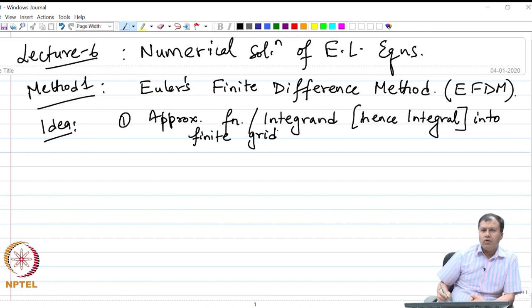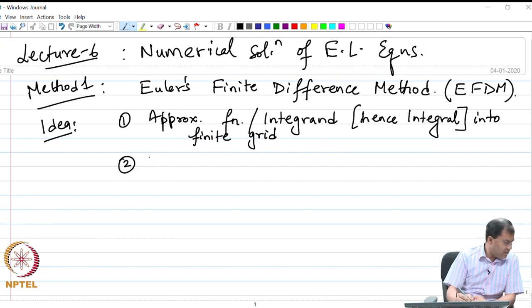So, instead of now finding the optimum function of an integral, we are now going to find the optimum value of a summation. So, the integral in the functional changes to a summation over the particular set of grid points. So, then the next idea is, the moment we discretize our functional, the integral into a finite set of points, our integral becomes a summation, and then the problem reduces to the standard optimization problem.